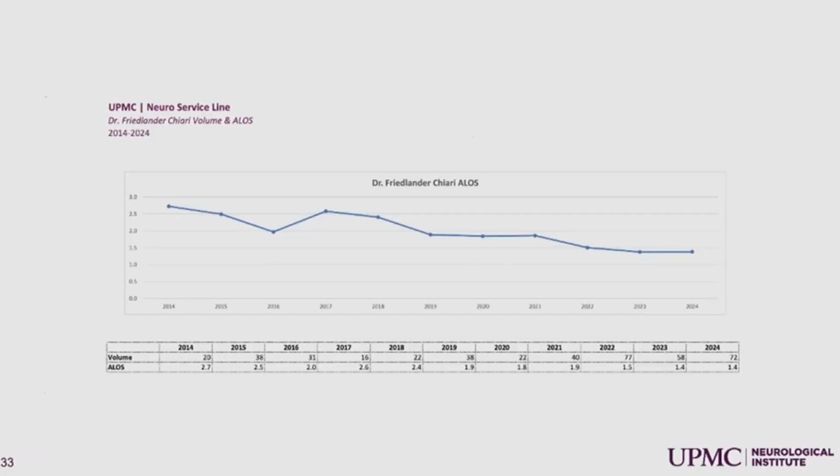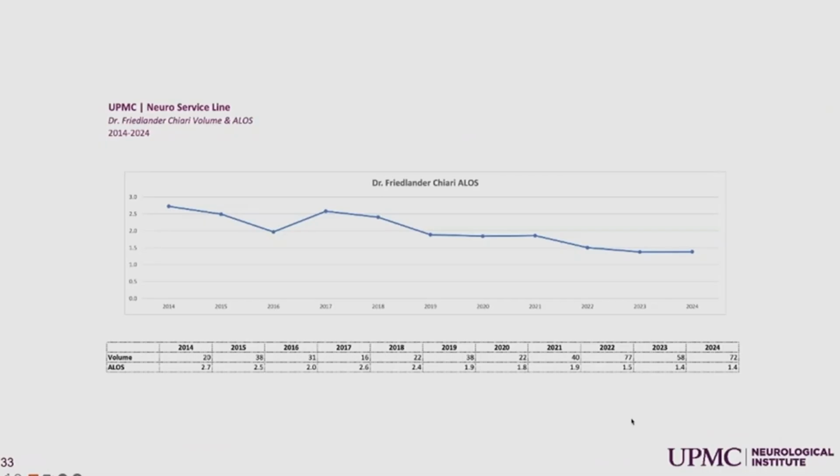Here is some of my data, showing that the more that I do, the better that I get, looking at length of stay. This is from 2014 to 2024. You can see that this line continues to go down. In 2014, my average length of stay was 2.7 days, whereas now the data for 2024 is 1.4 days. And here's the volume of cases that I've done. Chiari was part of my practice until maybe 2 or 3 years ago when it became a more significant part of my practice. Last year, I did 72 cases, as an example.